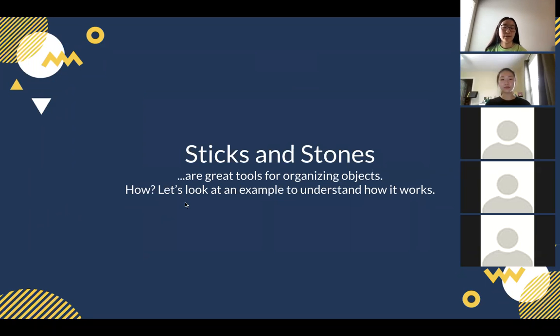So moving on, we're going to learn a strategy called sticks and stones, which will be really useful when you see problems that ask you maybe to organize objects or distribute objects among a group of people or some containers. So you might have heard of this also called stars and bars. But let's look at how this might work.